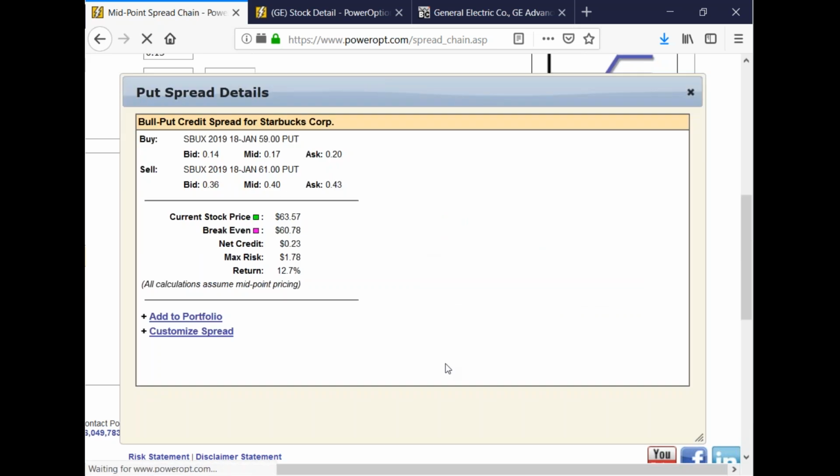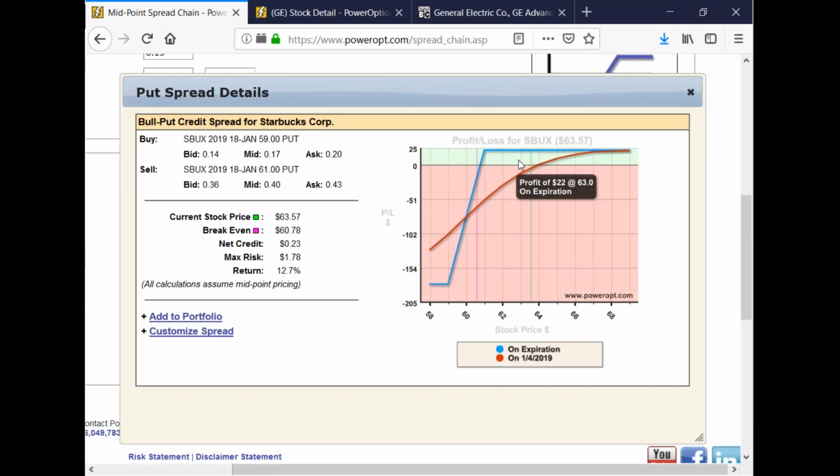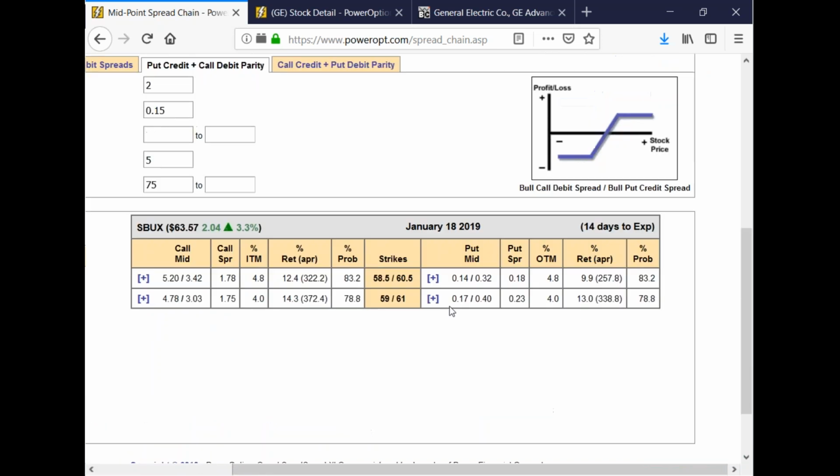Credit spread, same graph. 23 cents instead of 25, risk of 178 instead of 175 roughly, 12.7% return if the stock stays above 61. Those are the parity trades when they're the same strikes and same expirations.